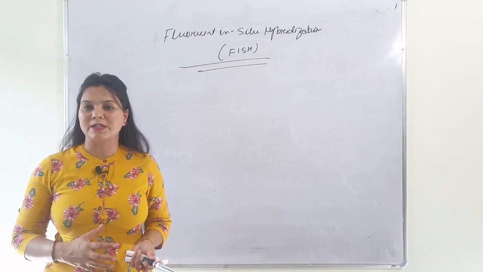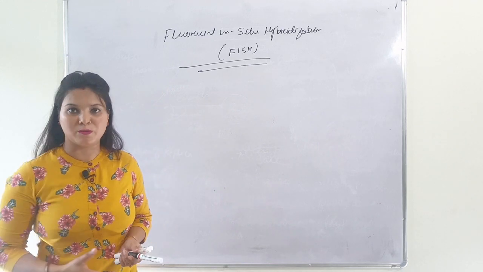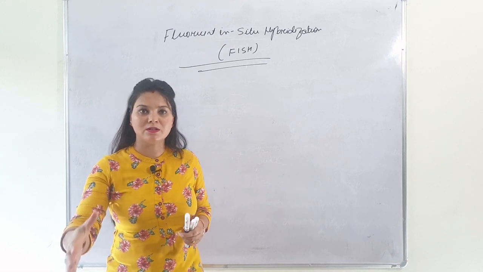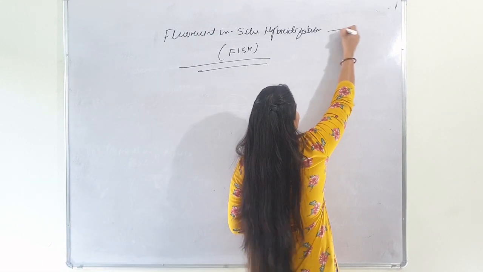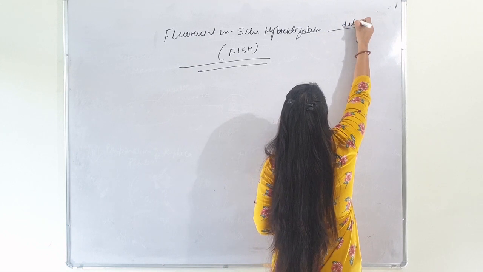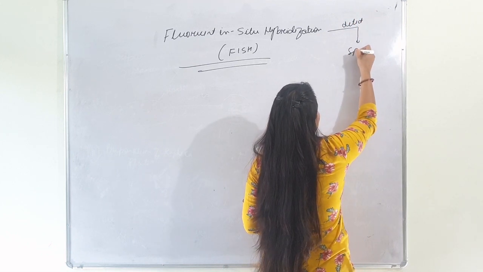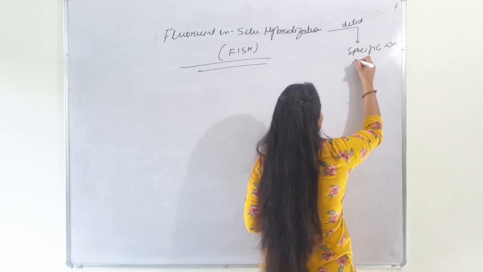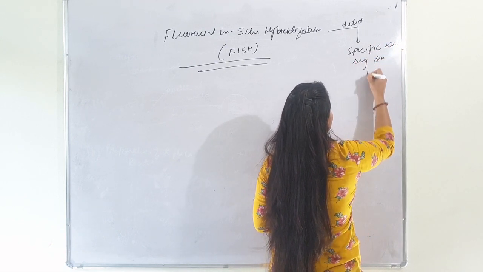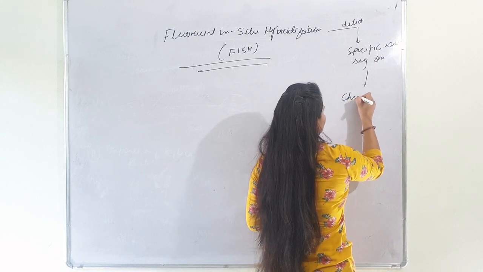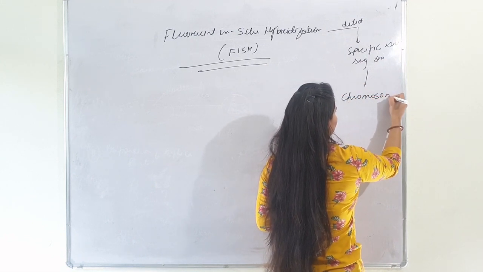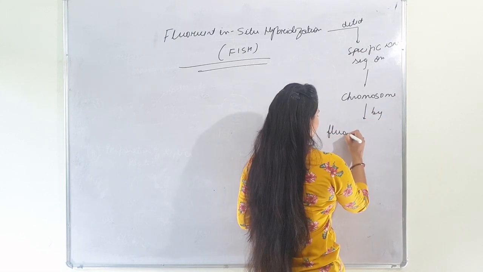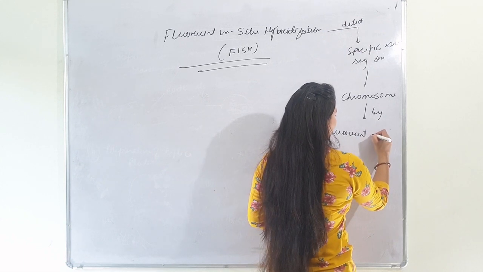FISH is used to detect a specific location on a chromosome, or we can say a specific DNA sequence on a particular chromosome, by a fluorescent labeled probe.